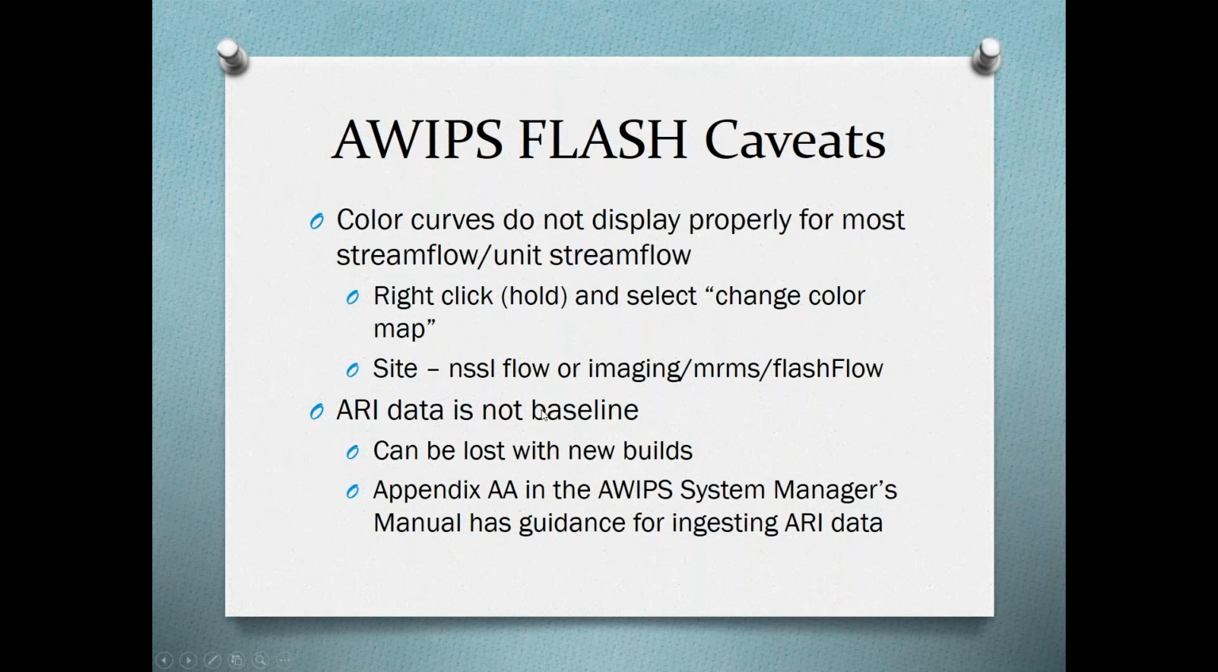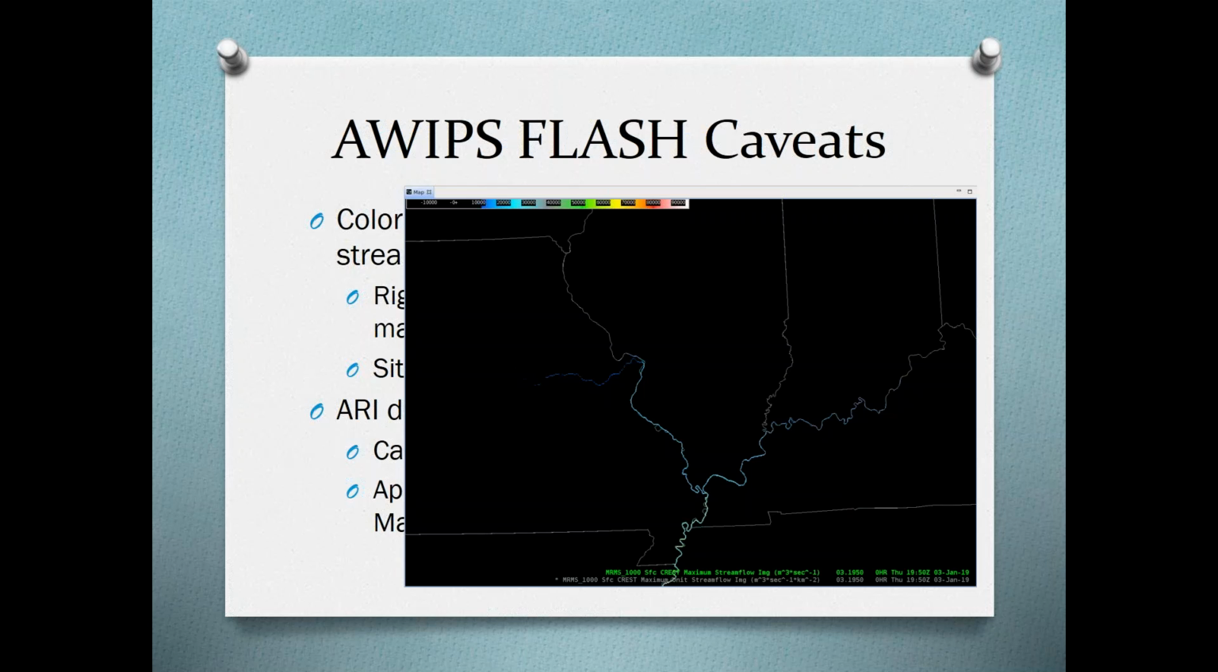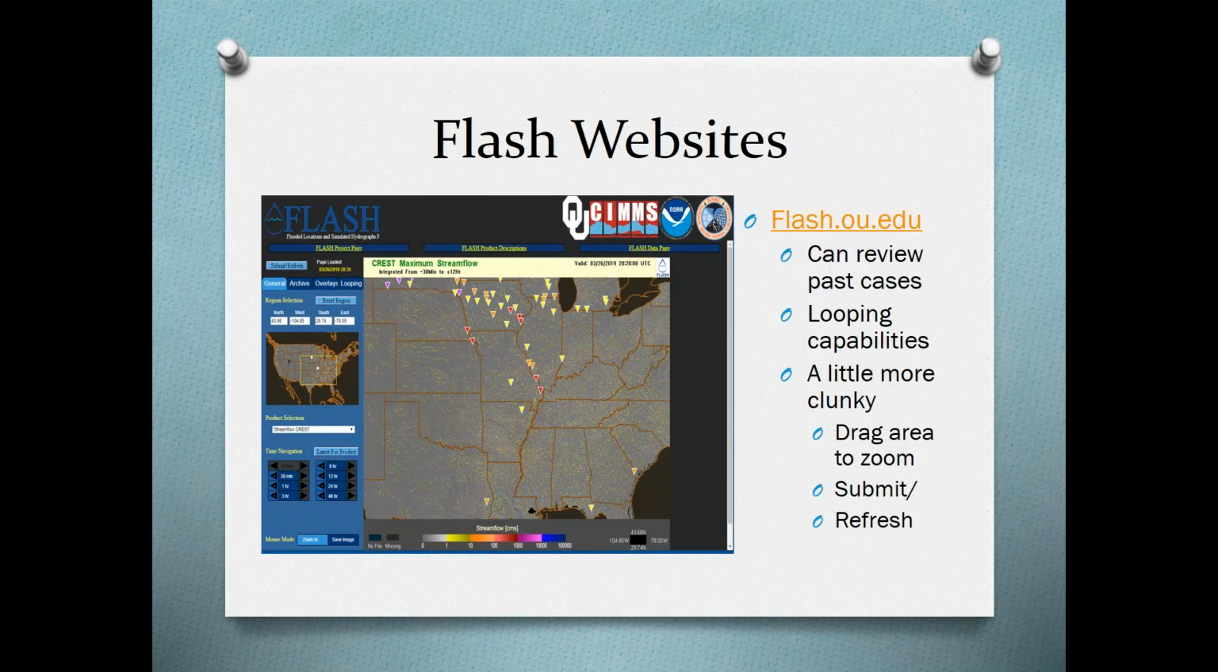I know for this, if you right click and do change color map or imaging, you can get to some different color curves that may work for you. And average return interval sometimes can get lost whenever you do an upgrade. I recommend that you get your ITO to help you make sure that's set right once you do a new build. So that's kind of what it's looked like here, and then we just had to fool with the color curves a little bit. But the websites are very easy to use.